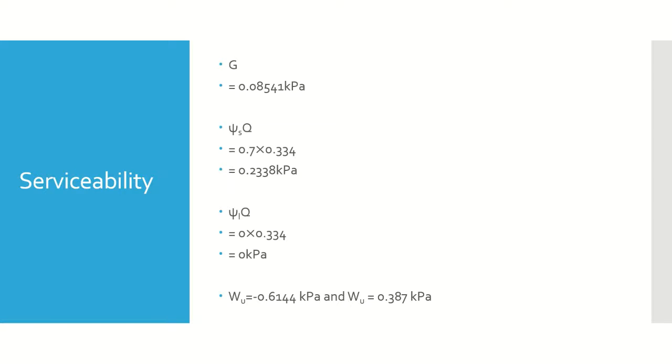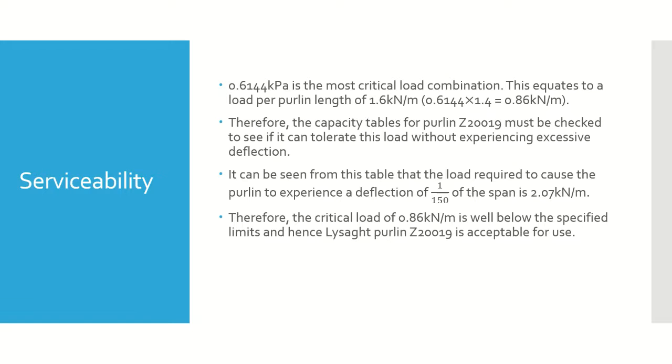The serviceability limit of the purlin must also be considered in the design process. This is to ensure that it does not deflect too much. By using the serviceability limit state criteria outlined in section 4.3 of AS 1170.0, these load combinations can be used to determine the critical load. This load must then be checked against the capacity table to ensure that the purlin is up to the required performance.